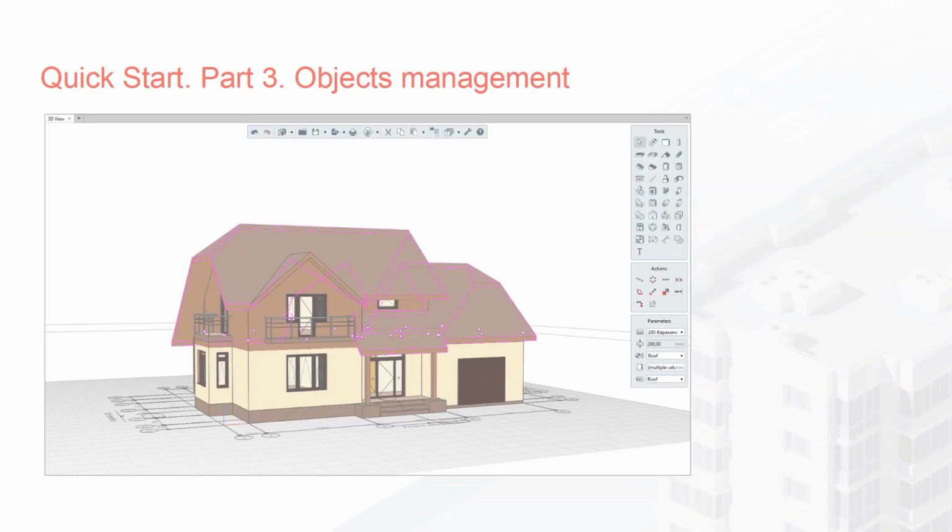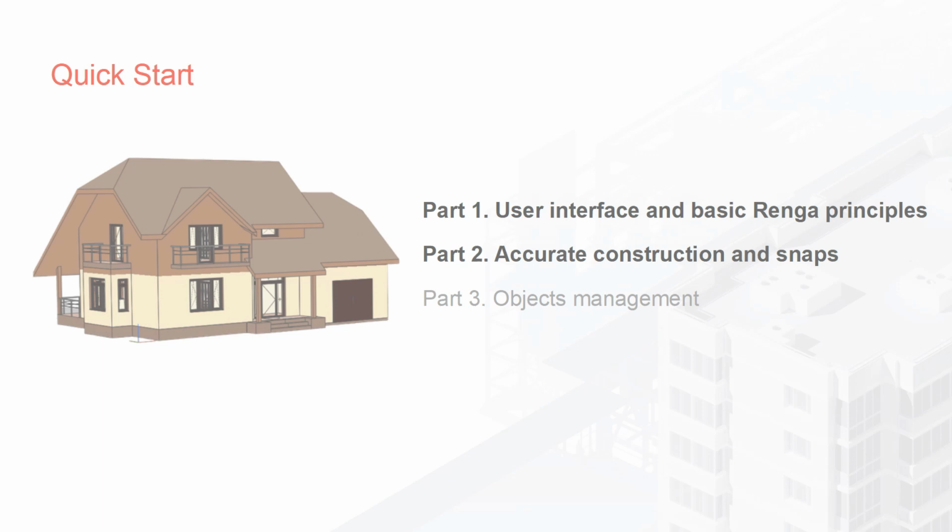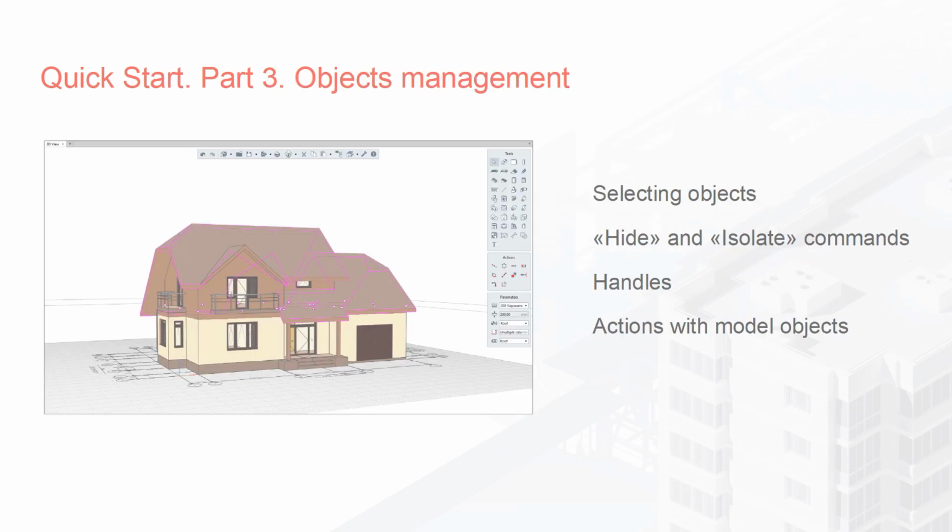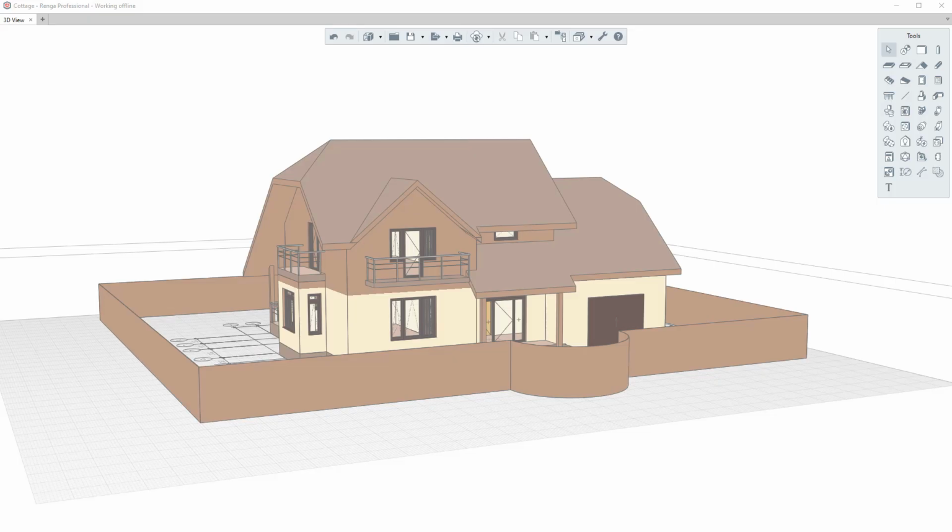This video is the third in the Quick Start series of lessons. We recommend that you take the lessons, Part 1, User Interface and Basic Renga Principles, and Part 2, Accurate Construction and Snaps, first. In the third part we will study selecting objects, hide and isolate commands, handles, and actions with model objects. We will continue to use the 3D model of the cottage from the first two parts.